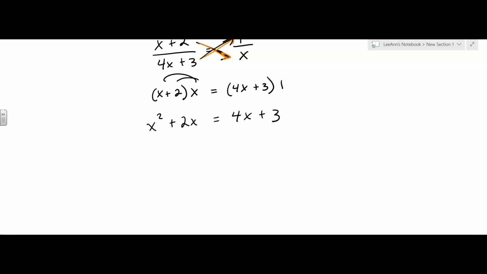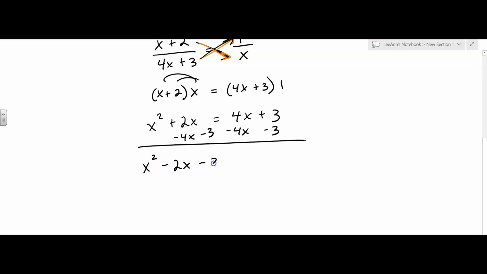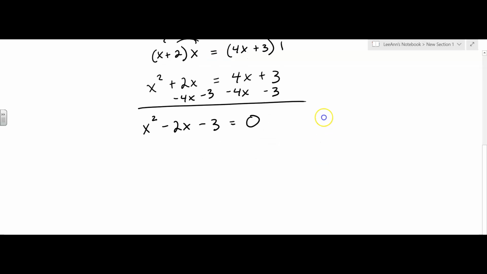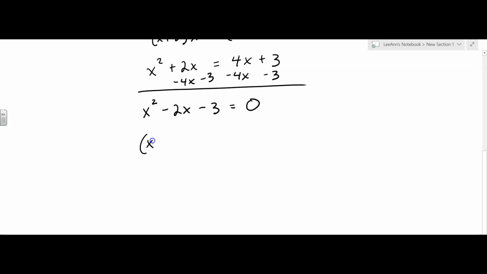I'm going to get them all on the left, so I can set it to 0. So I'm going to subtract 4x, and then I have to subtract 3. And then that's going to give me x squared minus 2x minus 3. That's what I get on the left, and on the right I have a 0. So the question is, does this factor? It does. So it's going to be x minus 3 times x plus 1. So I get two answers, x equals 3 or x equals negative 1.